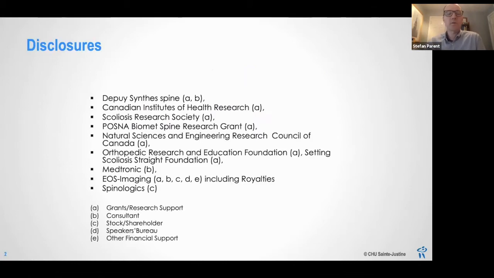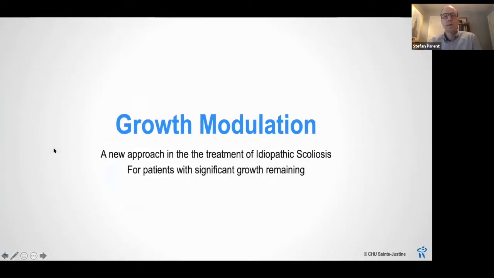So these are my disclosures. Of note, I am a shareholder for Spinalogics, and we are currently in a clinical trial to develop a device related to growth modulation. So it's a new approach for the treatment of idiopathic scoliosis. When you compare it to fusion, which has maybe 70 years of history, growth modulation is still relatively new, and we are learning, I would say, every day.